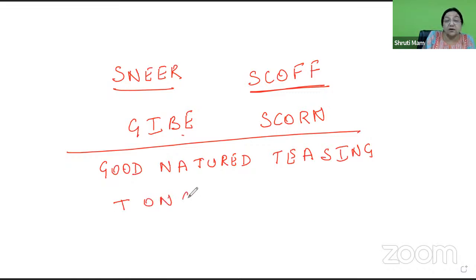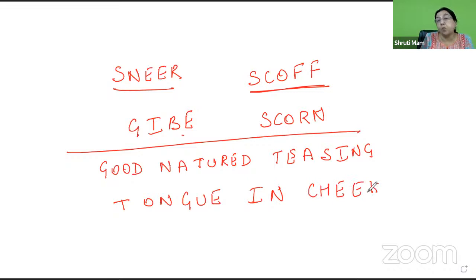But for good-natured teasing, the first word that you can easily do this action and remember this also, which is tongue in cheek. Let me do this action and show it to you. And you realize, when you do that, it is tongue in cheek, which is basically like you are teasing somebody. So similarly, a tongue in cheek can also be teasing, which we all know.